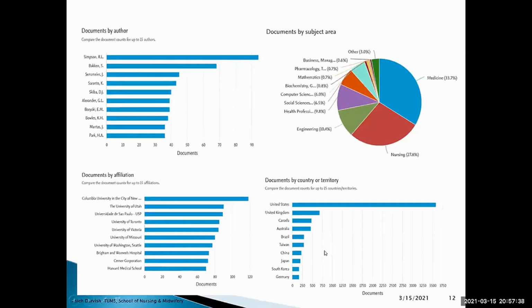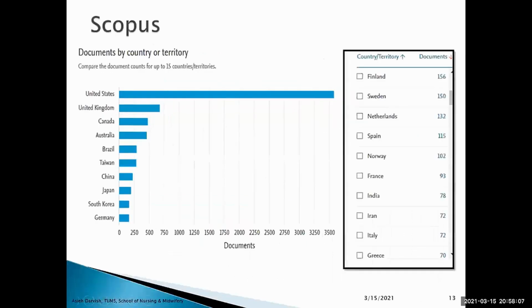This was a question last time from one of the audience: which countries are the most prolific in nursing informatics? You can see here that the United States is first. And you see here the subject areas: more than 70% of the subject areas of these articles are medicine and nursing. This is also about countries.